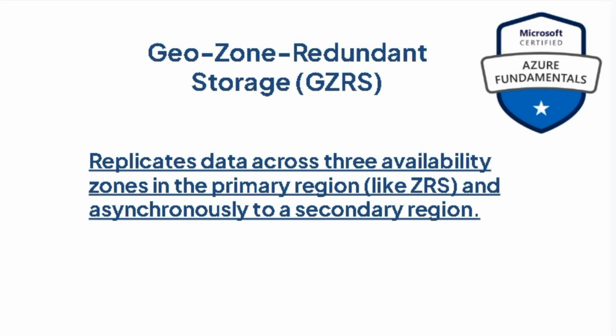Geo-zone redundant storage, also known as GZRS, replicates data across 3 availability zones in the primary region like the ZRS, and asynchronously to a secondary region. So basically a lot of people get confused between GRS and GZRS. The main difference is that GZRS is going to replicate data across 3 availability zones and also asynchronously to a secondary region. So this is going to combine 3 availability zones in the primary region and also 3 zones in the secondary region.